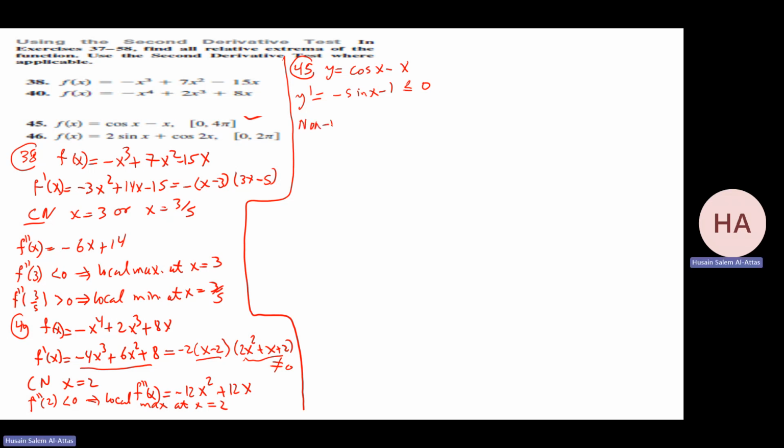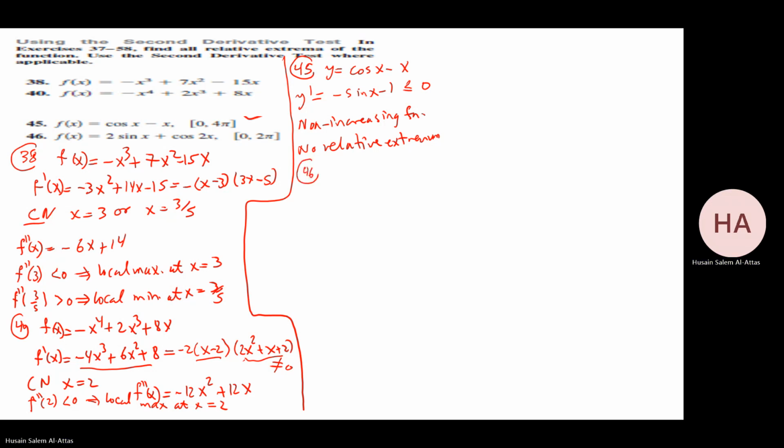Or you can do it... So for sure, there will be no relative extreme. Or you can do it the wrong way. Find y double prime, we'll find when sin x equals minus 1, find these angles, and then check y double prime. For sure, it will be 0. But the test will fail, so you can conclude.